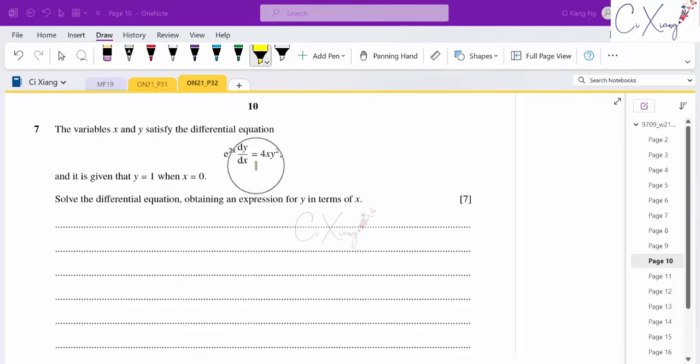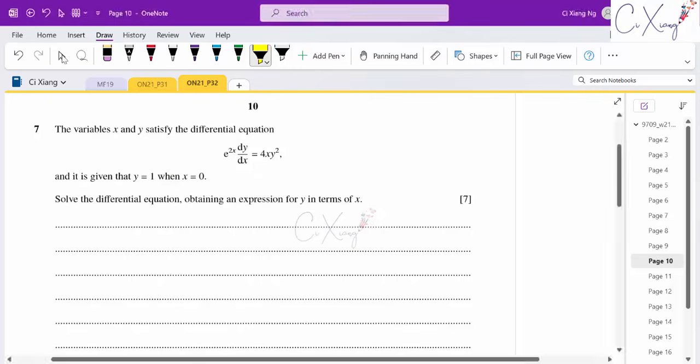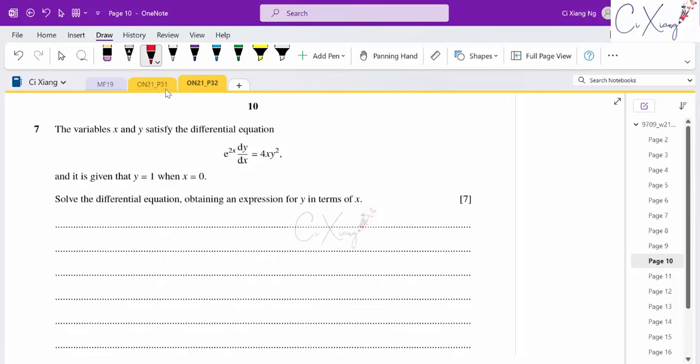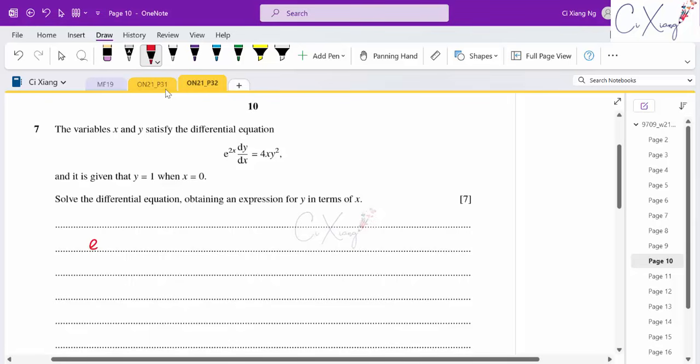We are given this differential equation, and we also know that y equals 1 when x equals 0. Okay, so they want us to solve the differential equation, obtaining an expression for y in terms of x. For a differential equation, basically what we need to do is separate the variables to two different sides. We have two variables here. One variable is y, the other variable is x, right?